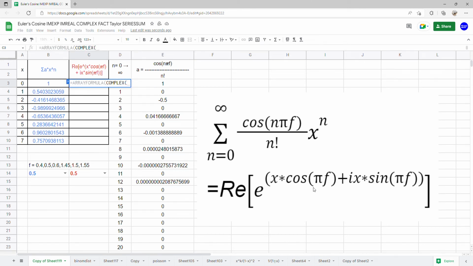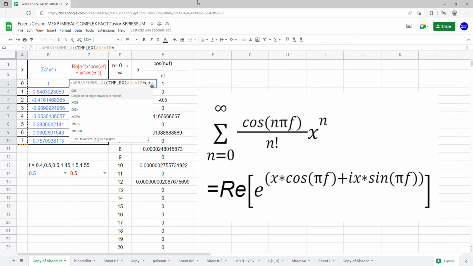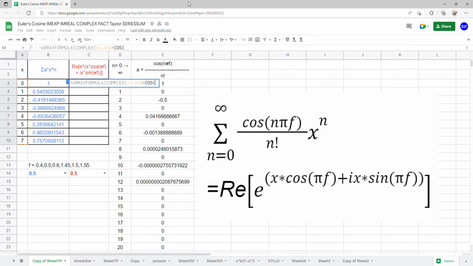that's x times cosine pi f. So x times cosine pi times f. That's the first part.